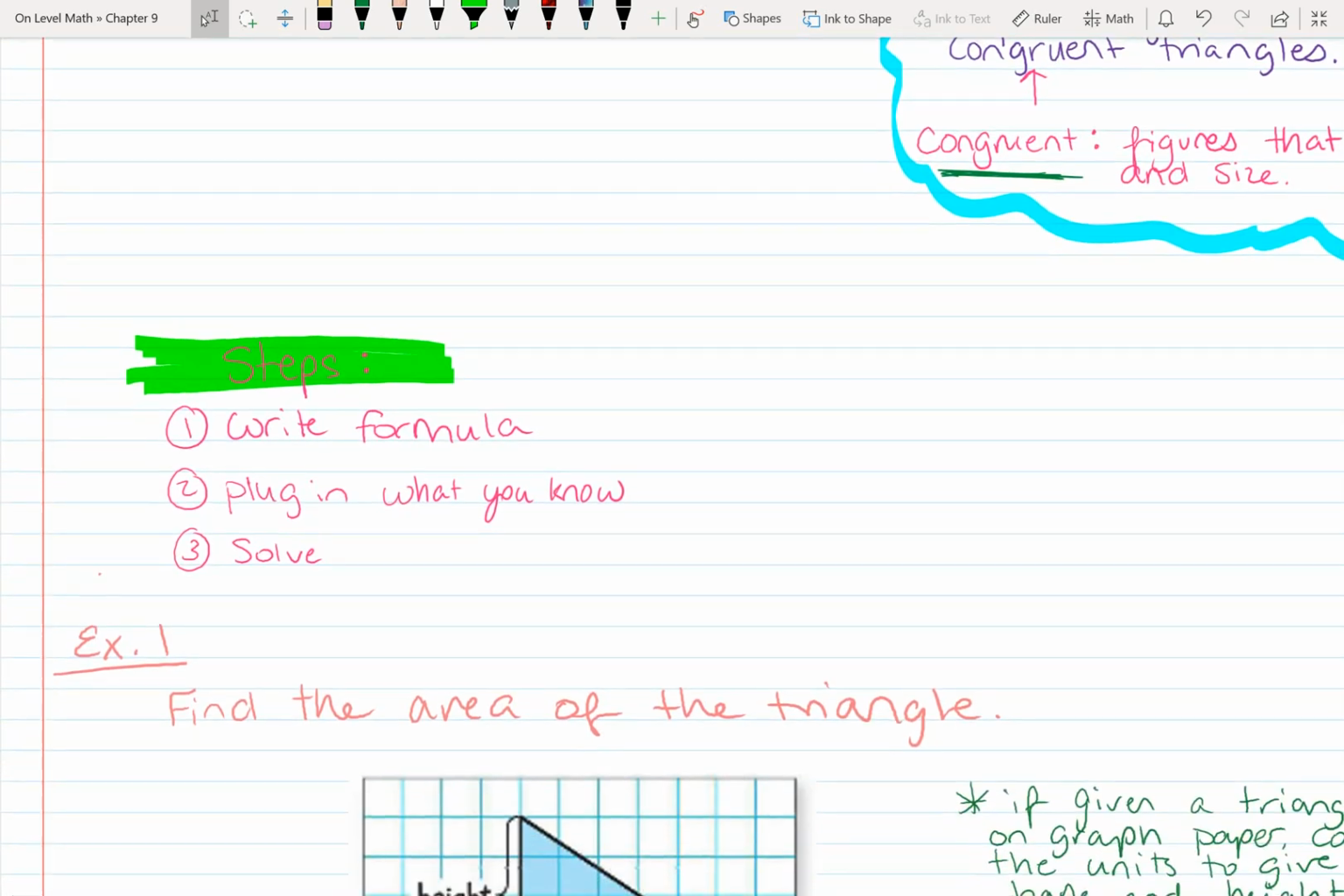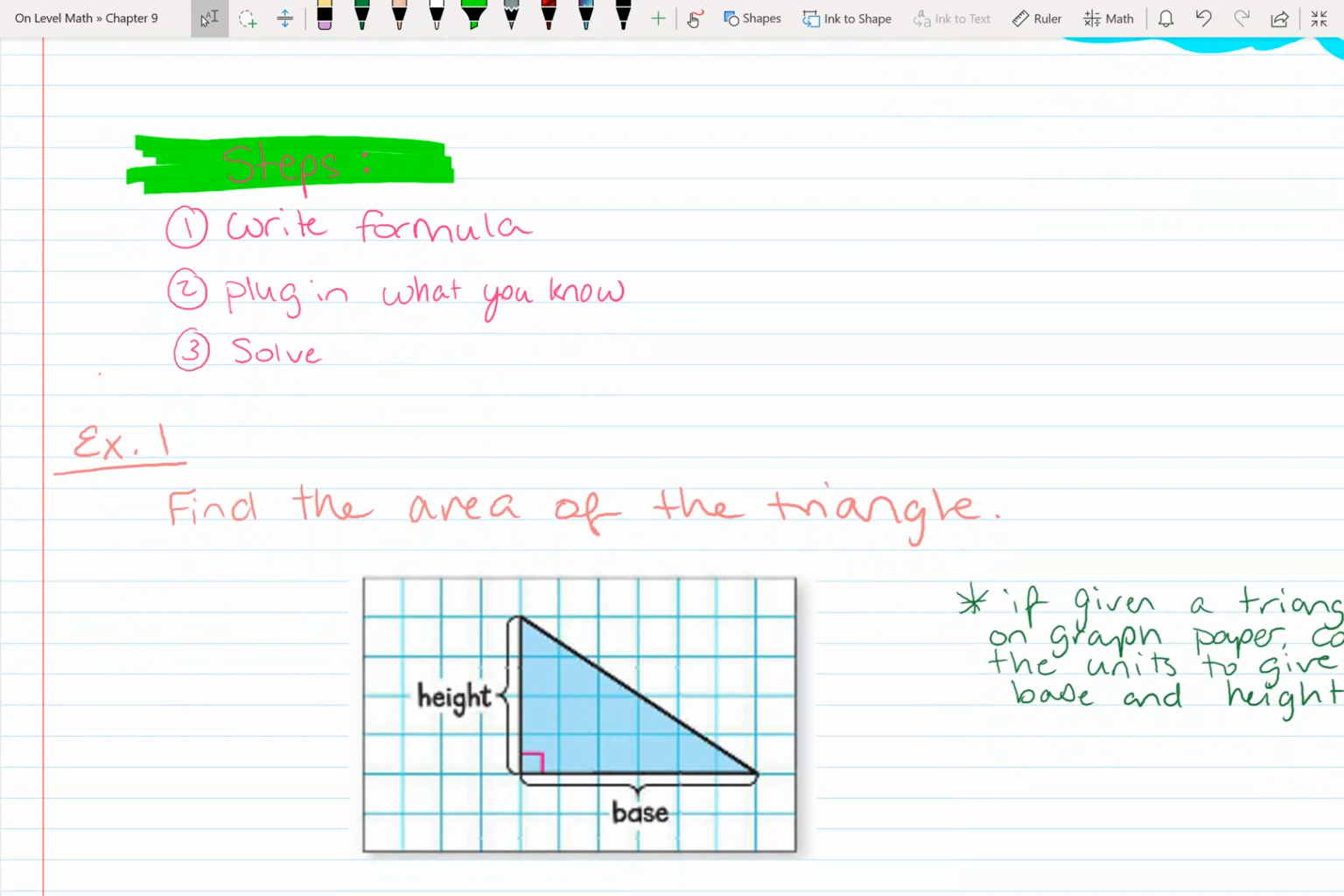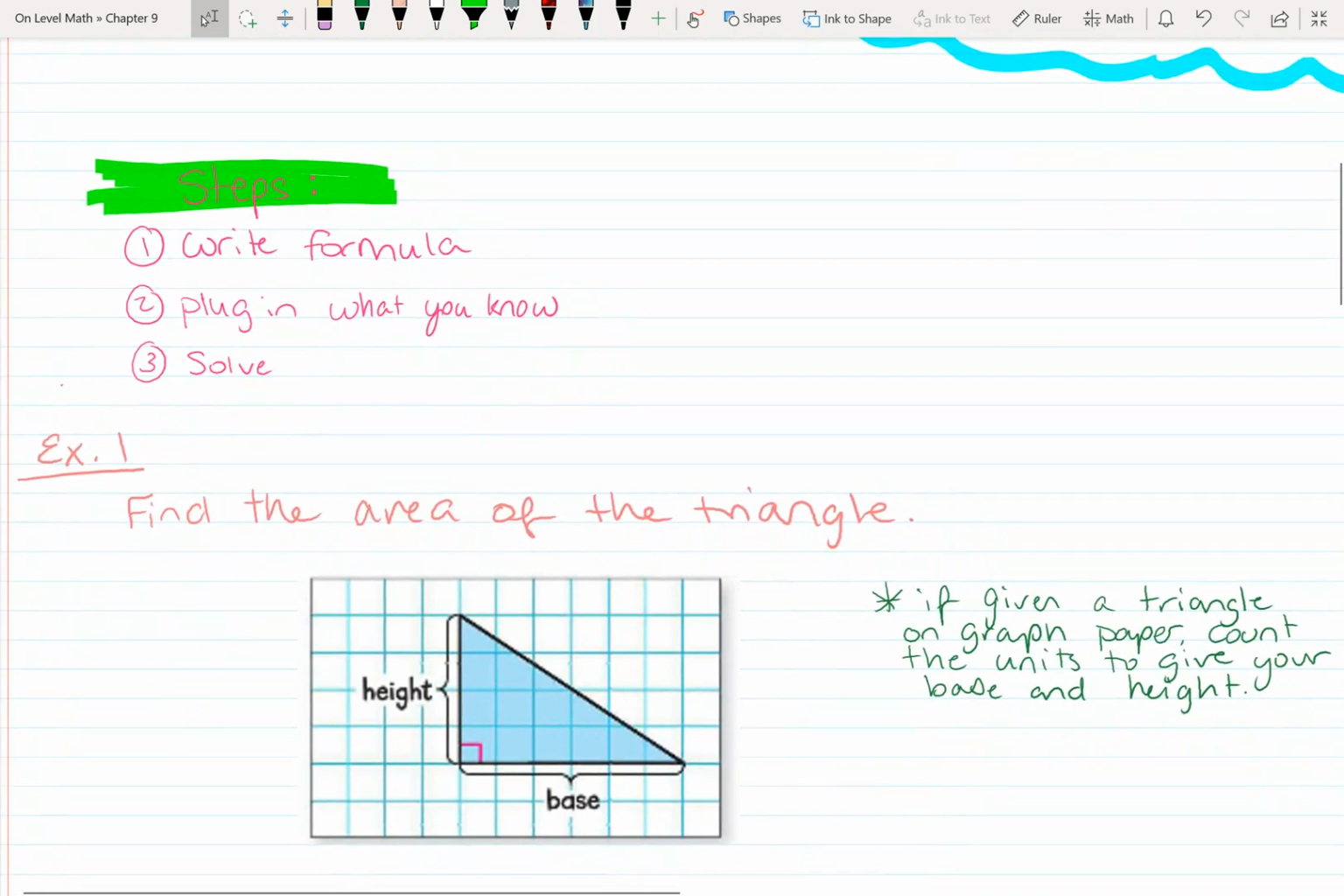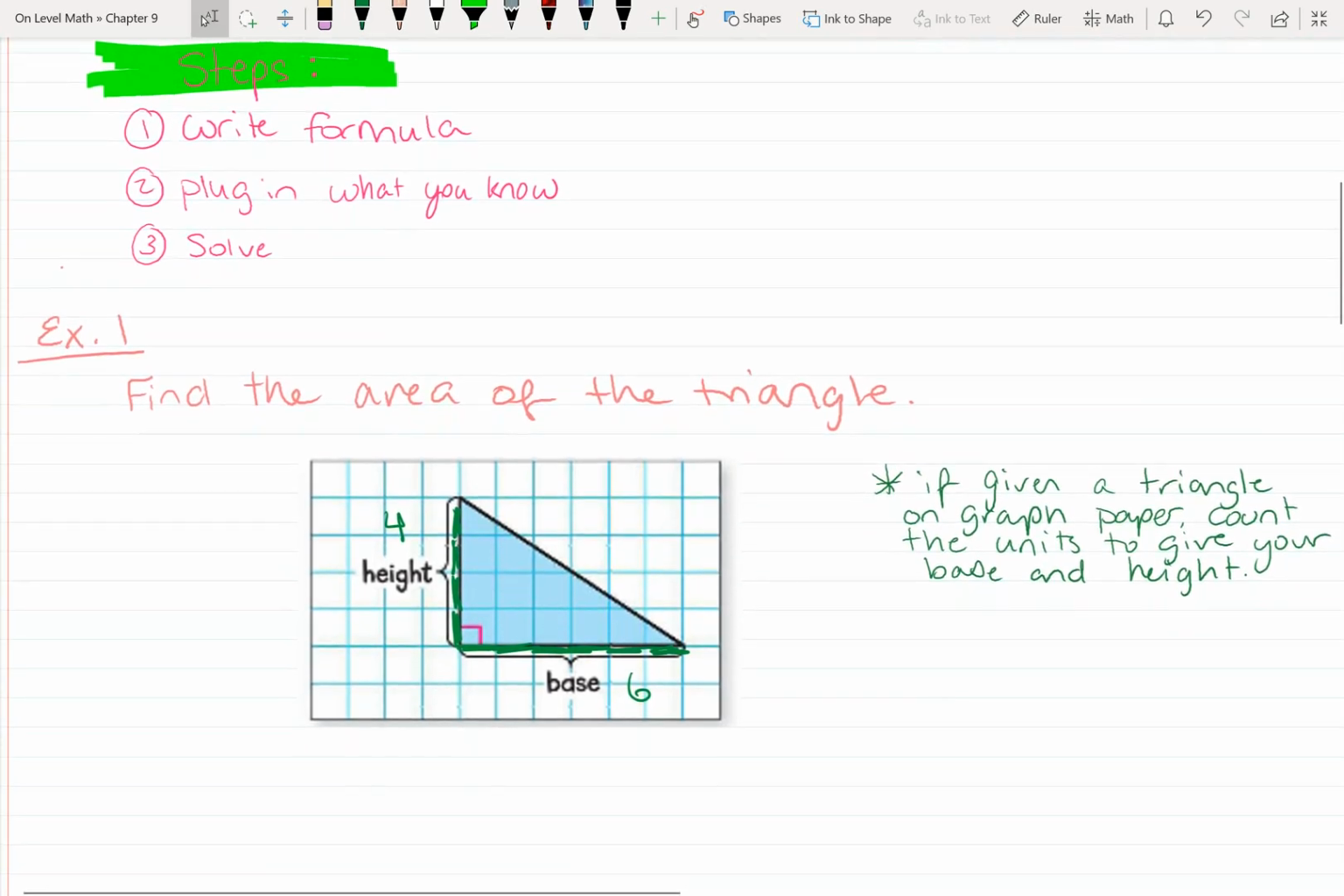So, example 1, find the area of the triangle. Now, you don't have to write what I wrote in green because we wrote this yesterday, and you should, based on yesterday's homework, be comfortable with this. But if they give you a figure on graph paper, you're just counting the lines that it takes up. So the base, it doesn't actually give us a number, but the base is 1, 2, 3, 4, 5, and 6. So the base is 6. The height, 1, 2, 3, 4. The height is 4.